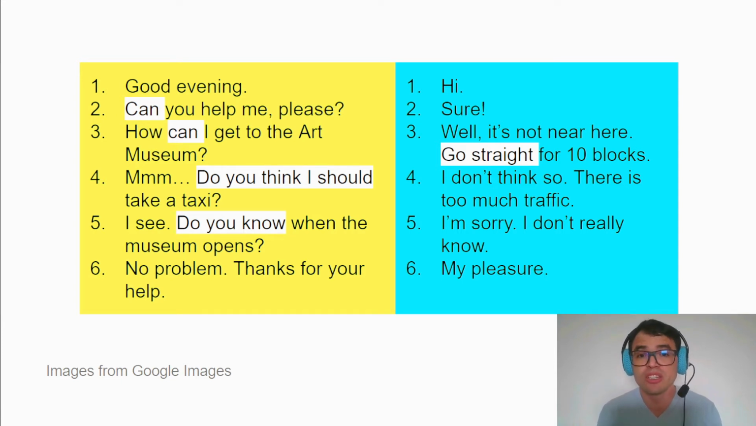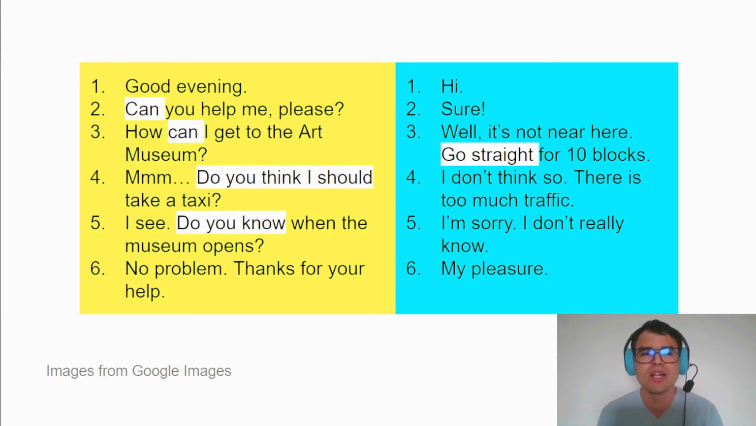Do you think I should, or do you know. Now let's go to light blue. Do you see any examples of the grammar that we are reviewing today? Yes. For example, you can see an imperative and a preposition in number 3. Go straight. So you can have this conversation during the exam.